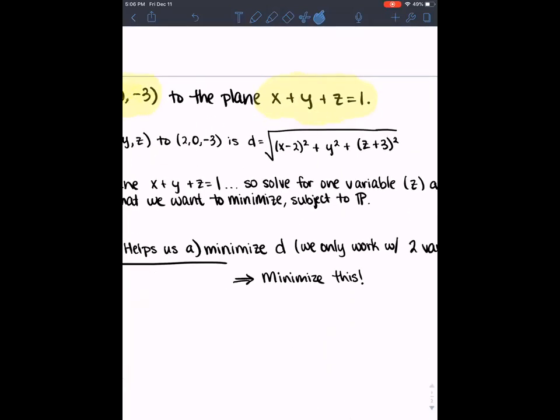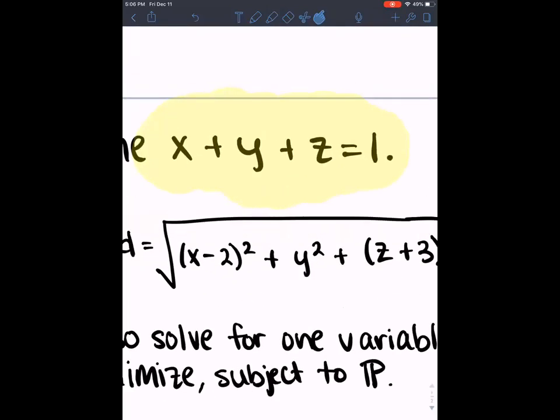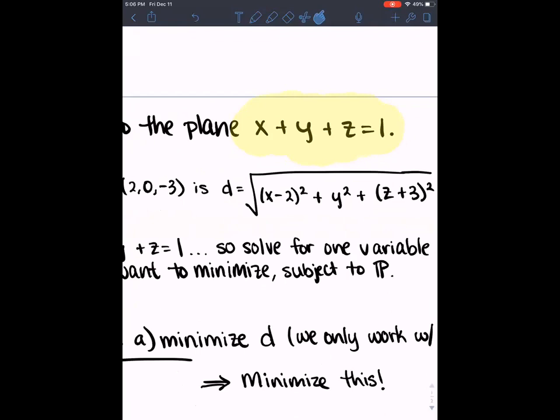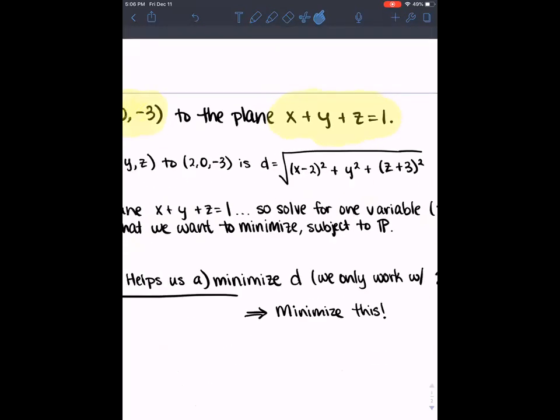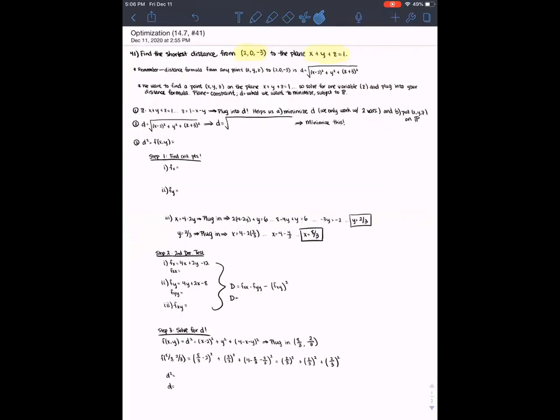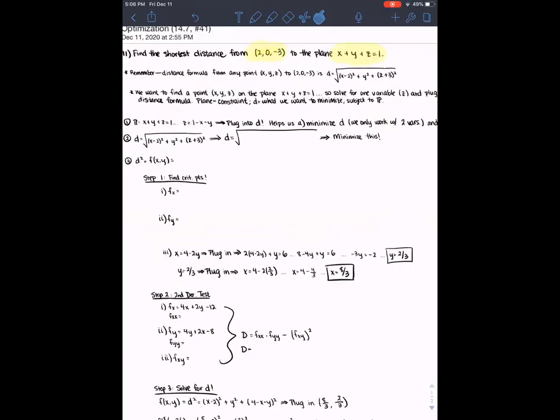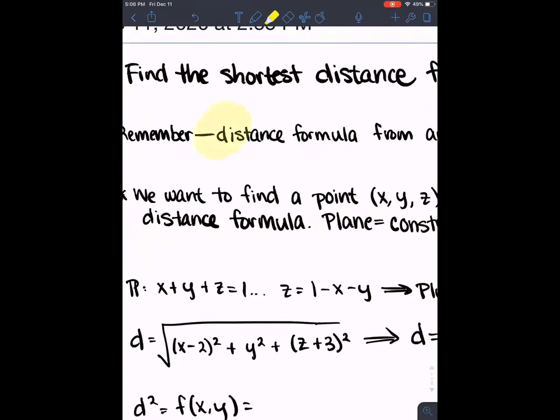The first is that this plane equation right here is the constraint of our problem. So what we're trying to do is we're minimizing a certain function given the constraint of the plane x + y + z = 1. So that tells us we need an equation that we can minimize in order to get to the optimization that's asked for. Well, that equation is the distance formula.